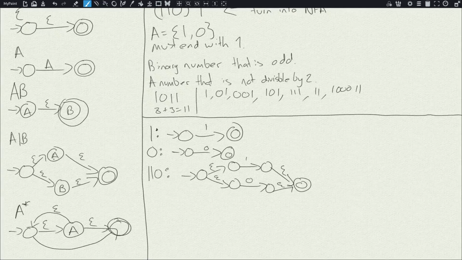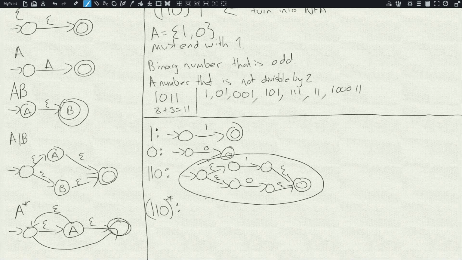The regular expression A comes from here. So this entire thing is our regular expression A. And then this is our regular expression B. And we just substitute the regular expressions, and then we have this. So now we do 1 or 0 star, which is A is now this regular expression. This whole regular expression becomes A.